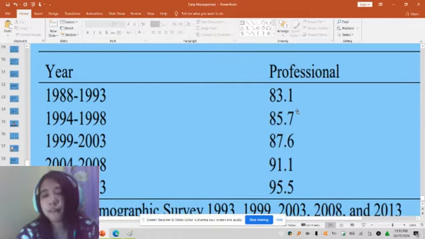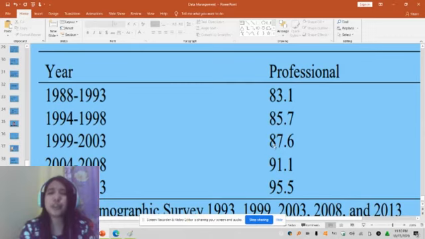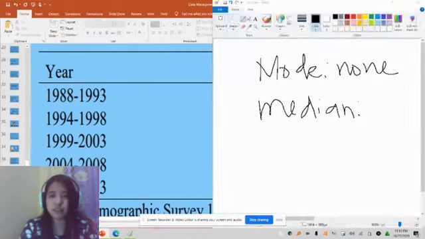So it's arranged from lowest to highest, and we have five terms here. So 5 plus 1 is 6, divided by 2 is the third term. By just looking at the values here, it's very obvious that the middle term is 87.6. So the median is 87.6.